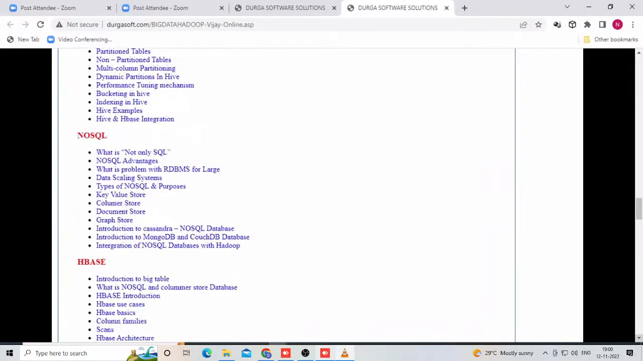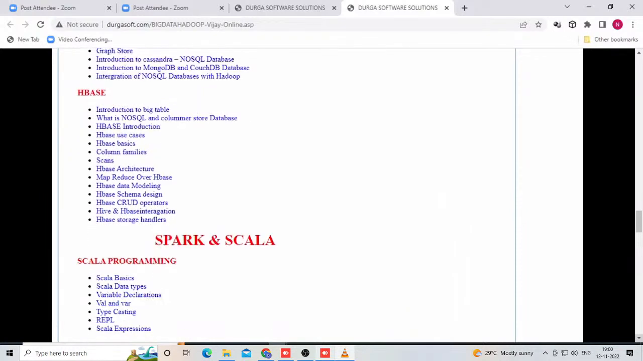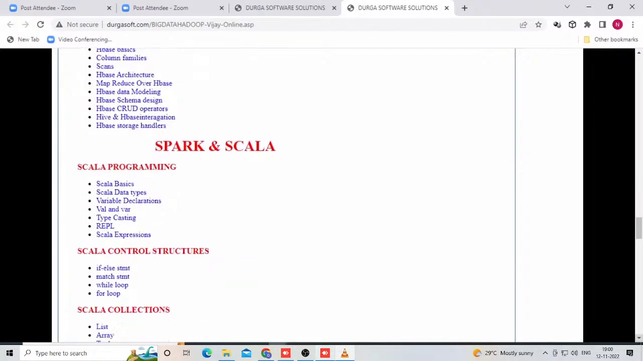So what are the different NoSQL databases, and what are the differences between them? We are going to discuss one NoSQL database, HBase. Coming to Spark and Scala, before Spark I also discuss streaming data and technologies like Flume and Kafka. And also, above Spark and Scala is the admin part or configuration part.